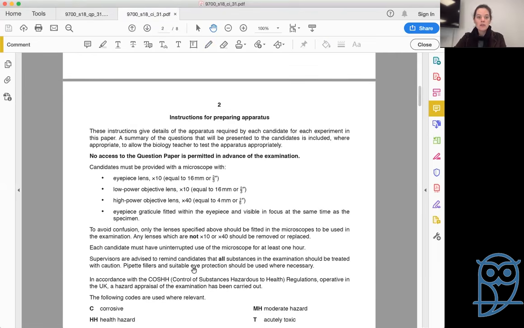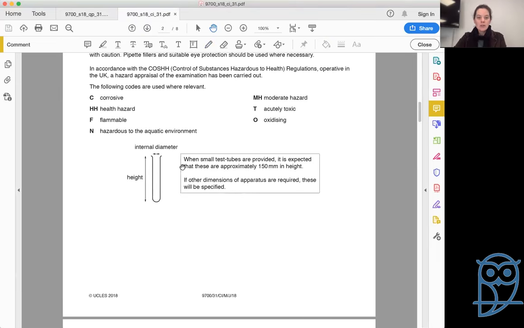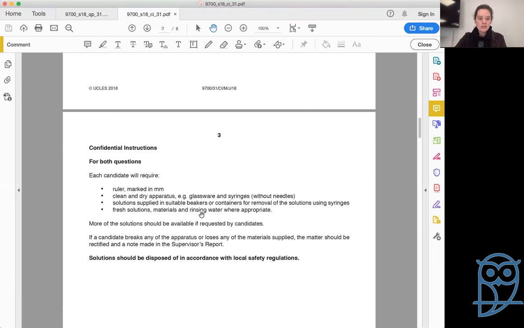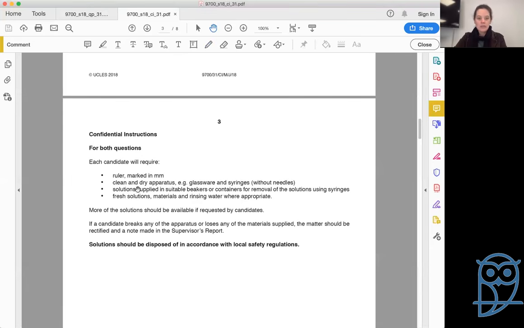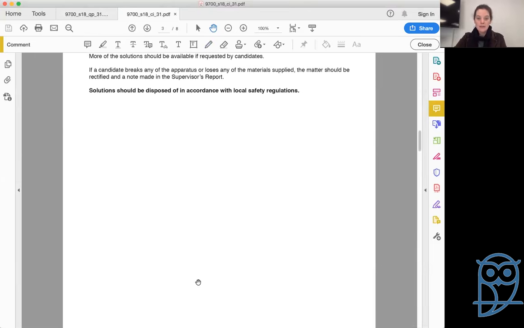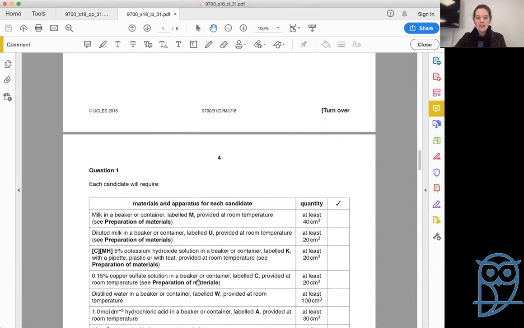So the first bit is always about your microscope. And then they give you a little note about what size a test tube is, because remember, they've got to make sure that everybody's consistent across everywhere. Then we have, for both questions, a ruler, and then clean and dry apparatus, and then solutions, how they're provided, and then fresh solutions, materials, rinsing water, whatever is needed. Okay, so they're very detailed in exactly what must be provided. And here is the magic.